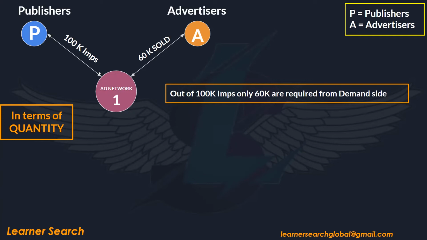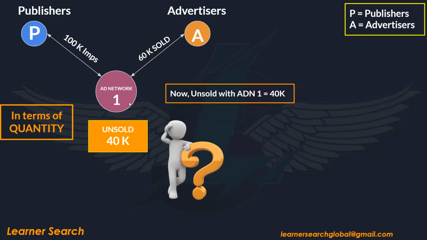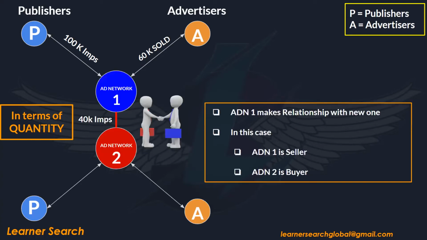I repeat. Whatever 100K impressions were purchased from the seller side, from publishers, it is able to sell only 60K impressions, let's assume. So out of 100K impressions, only 60K are required from the demand side. So finally he could sell only 60K. Now whatever is unsold, 40K from ad network one out of 100K, he'll reach out to another.